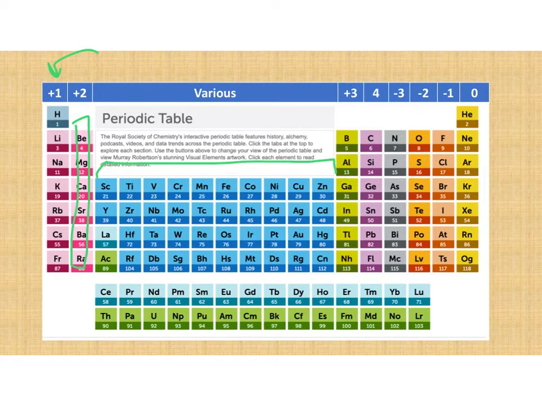The only ones you may not be told are zinc. Zinc always forms +2, like so, and you may not be told that one. You'd probably be expected to know that. And also silver only forms silver plus ions, like so. So make sure you know those two.